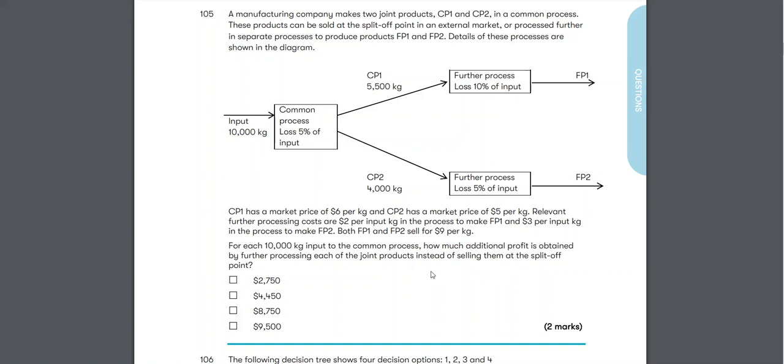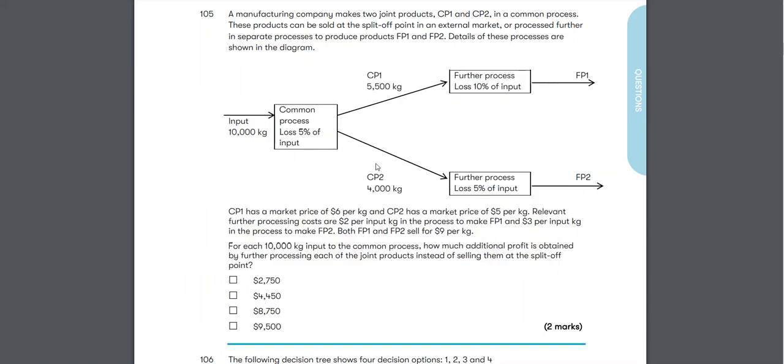Okay, remember, this is a further processing decision. When we are looking at a further processing decision, we ignore the cost that we are incurring here. We only focus here. So the requirement is for each 10,000 kgs input into the common process, how much additional profit is obtained by further processing each of the joint products instead of selling them at the split-off point. They're saying we want to further process both of them. If we further process them, how much additional profit are we earning? So they're not asking us whether we need to further process or not. They're asking us what is the benefit of it.